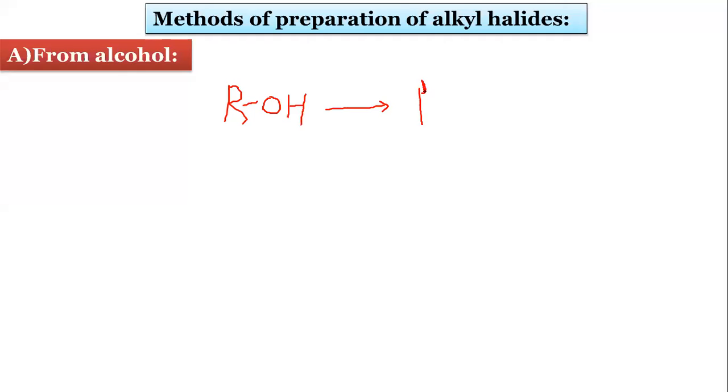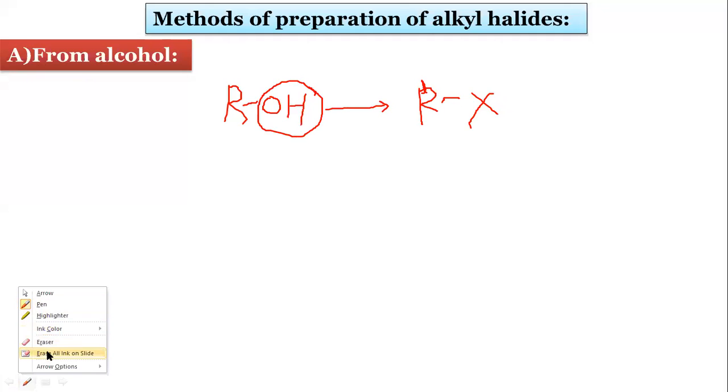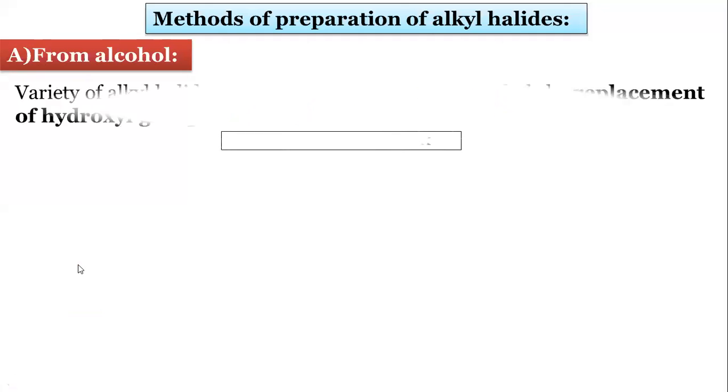RX. X, correct. RX means totally we have to remove this OH. So in the preparation of alkyl halides by using alcohols, this OH is replaced with X, remember. The OH group will be replaced with X.